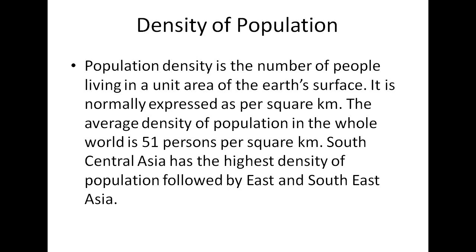If we talk about India, the average density is 382 people per square kilometer. So it is going to be different. If you calculate for the entire world, it is 51. If we calculate for India, that is 382, and if we calculate per country or per area, it will be different. So it varies. They have calculated per unit area for the entire world, for India, for different kinds of countries. On that basis, South Central Asia has the highest density of population, followed by East and Southeast Asia.